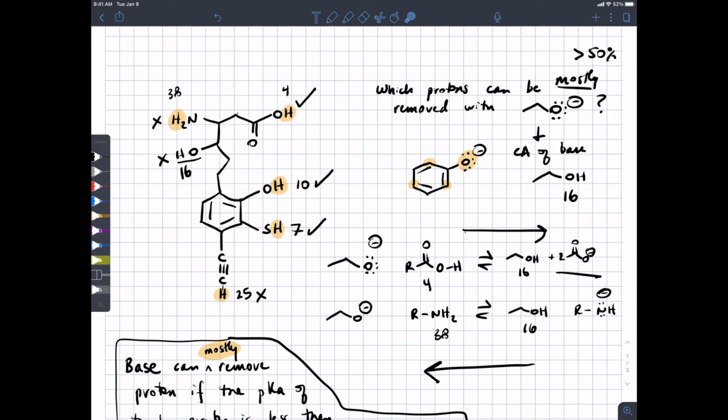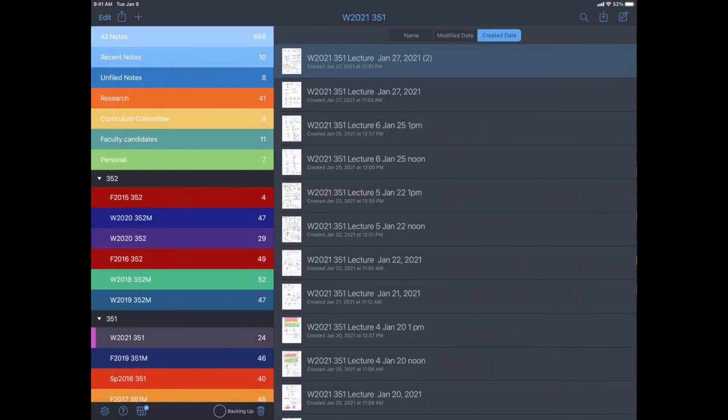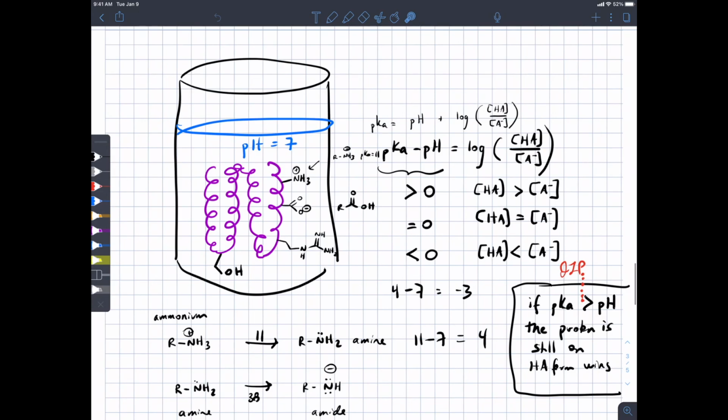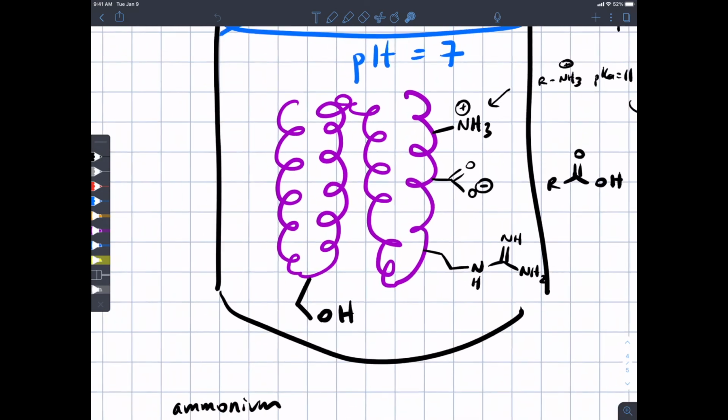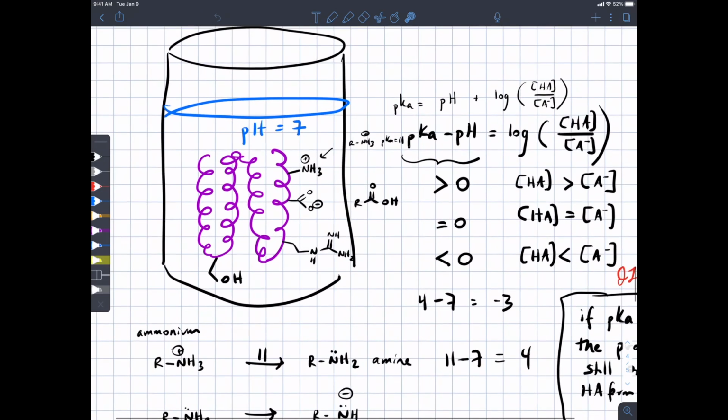So this is one example of the kind of question you might get. The other is really the one we sort of talked about at the end of the last lecture. If you're given a biomolecule, can you predict what state each of the side chains should be at a particular pH? And remember, the principle there is you compare pH with pKa. If the pH is lower than the pKa, that proton is still on. But if it's higher than the pKa, that proton is off.